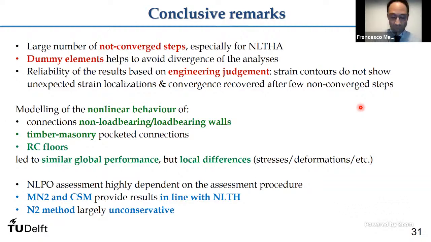But when we go to the assessment, then the assessment method becomes very relevant. And for this case, the modified N2 method and the capacity spectrum method provide results which are acceptable when compared to the nonlinear time history analysis, whereas very large discrepancies and largely unconservative results compared to the nonlinear time history analysis are found with the N2 method. So this was the last remark of this presentation, and thank you for your attention.